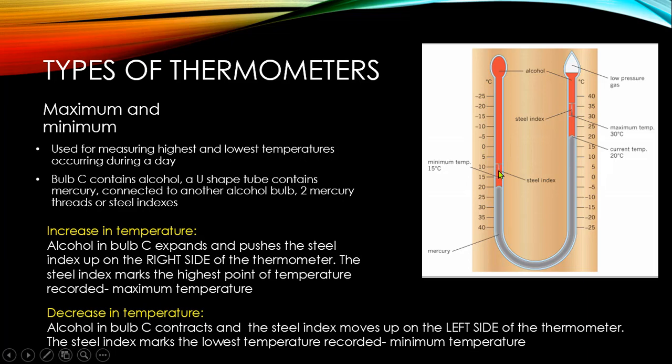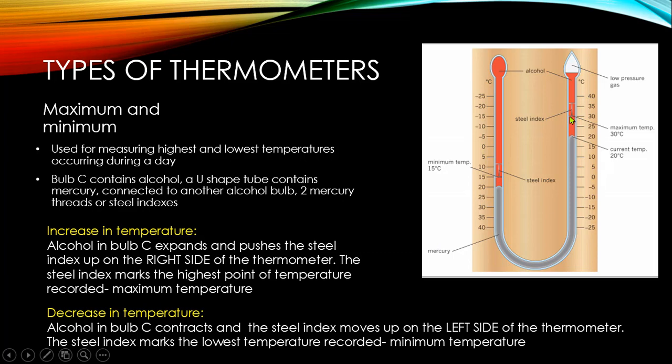So what that does, it is able to measure 2 different temperatures. The minimum temperature is measured on this side, and the maximum temperature is measured on this side. So for an increase in temperature, the alcohol in bulb C, which is here, expands and pushes the steel index up on the right side of the thermometer. All right, so the steel index is pushed upwards, and this will mark the highest point of the temperature recorded, which will be the maximum temperature.